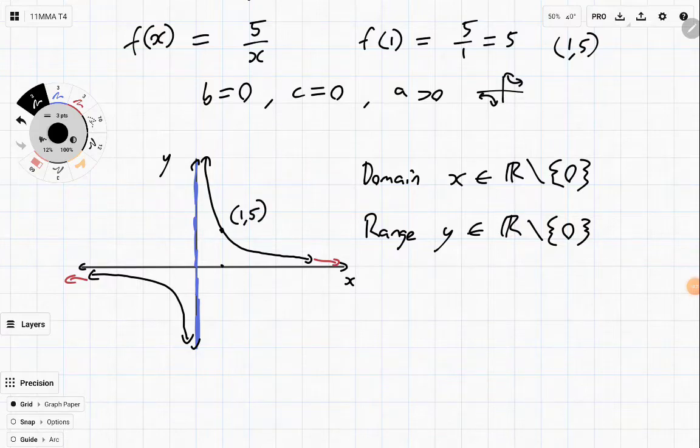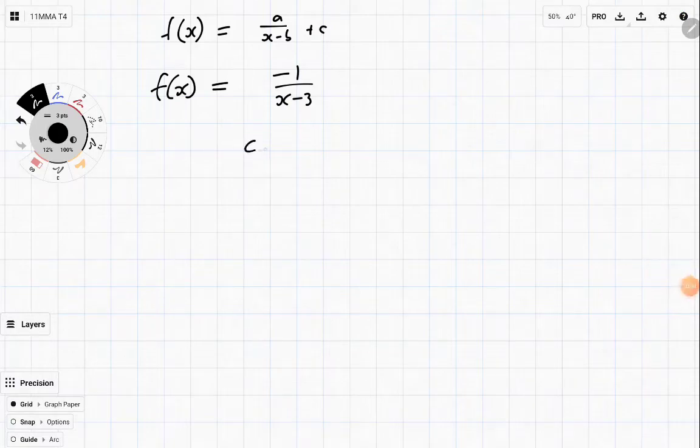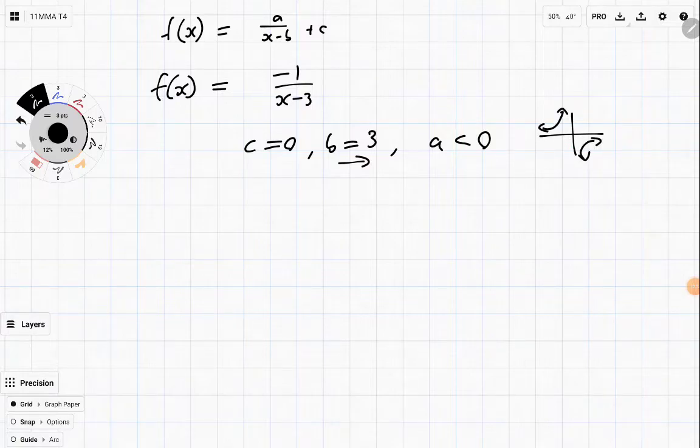Alrighty, second sketch. In this case, we've still got c is equal to 0, but this time b is equal to not negative 3, but actually positive 3, which means it's moved 3 units to the right. In this case, a is actually negative. It's less than 0, because negative 1 is less than 0, which means it's not going to be the regular shape, it's going to be the reflected shape. So it has been reflected. It doesn't really matter which axes we think about it being reflected in. It's going to look the same shape regardless.